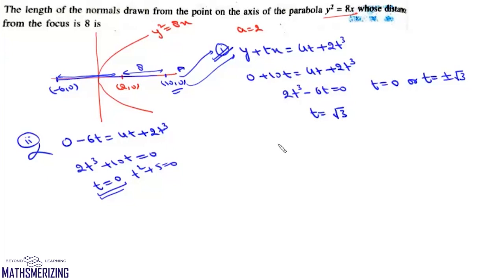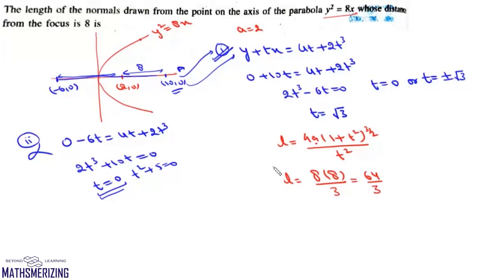So we know that this formula is given by L equals 4a (1 plus t square) to the power 3 by 2 upon t square. Now we'll put this value. Here the value of a is 2, so it will be 8, and then 1 plus t square will be 4, 4 to the power 3 by 2, so there will be 2 cube, which is 8 again, and then upon t square. T square here is 3. So we'll get this length as 64 by 3.